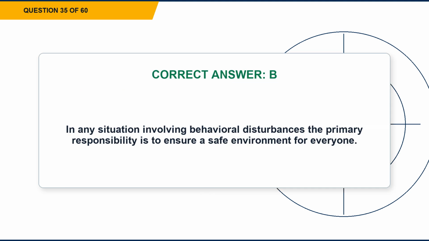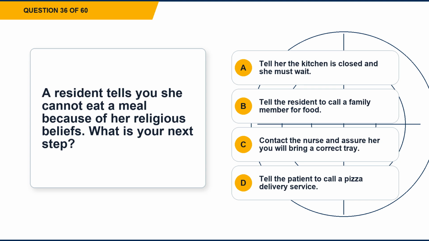Explanation. In any situation involving behavioral disturbances, the primary responsibility is to ensure a safe environment for everyone. Question 36. A resident tells you she cannot eat a meal because of her religious beliefs. What is your next step?